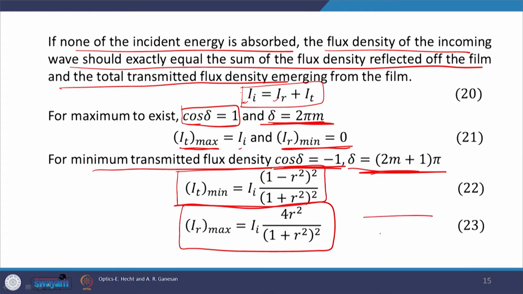Let us try to understand it schematically. This intensity Ii is falling here, IR is getting reflected, and IT is getting transmitted. These are the transmitted, reflected and incident irradiances or intensities. Now, as soon as IT decreases, this part of intensity goes into the IR arm and it will be increased, because IT plus IR is equal to Ii, things are conserved. Therefore, when IT minimizes, IR maximizes, and therefore we can write the maxima condition for IR, which is cos delta equal to minus 1.